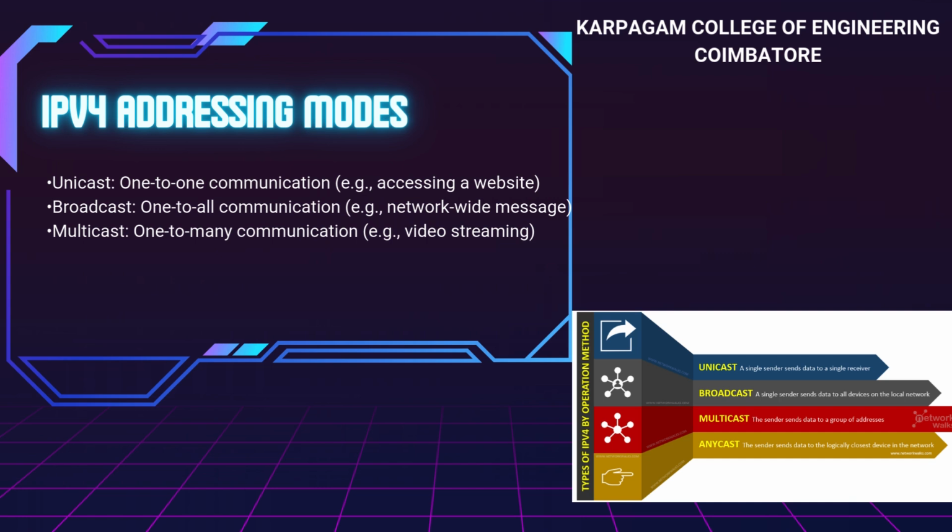Technically, broadcast is used in ARP, the Address Resolution Protocol, to find the MAC address of a device within a local network. Then let me see the multicast communications.